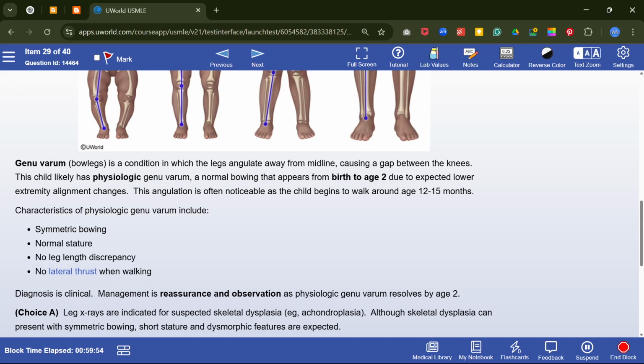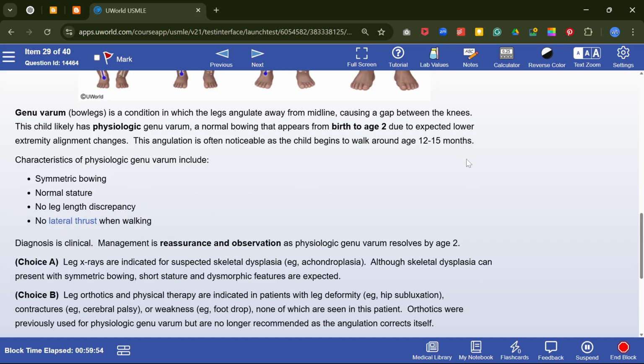Characteristics of physiologic genu varum include symmetric bowing, normal stature, no leg length discrepancy, and no lateral thrust when walking. Diagnosis is clinical, management is reassurance and observation, and physiologic genu varum resolves by age 2.